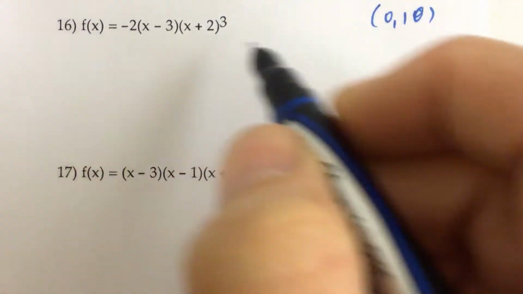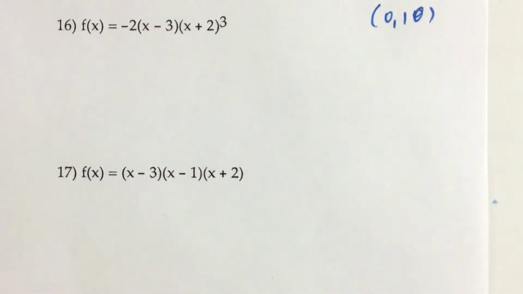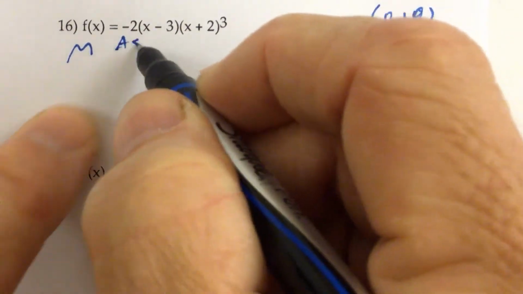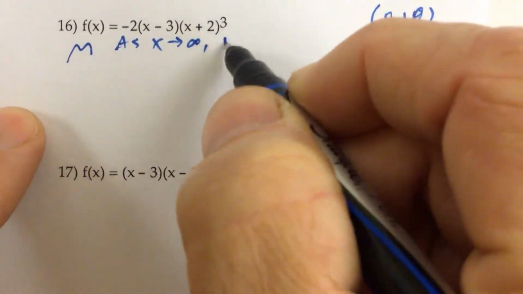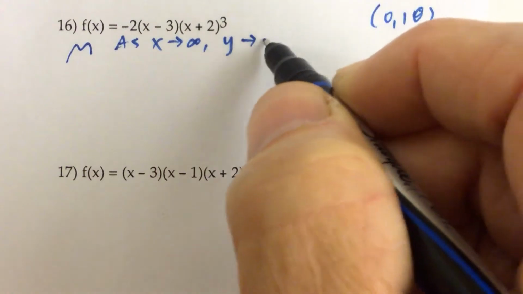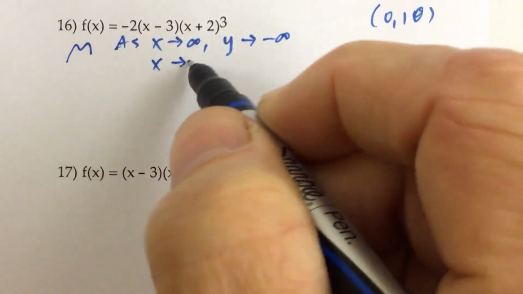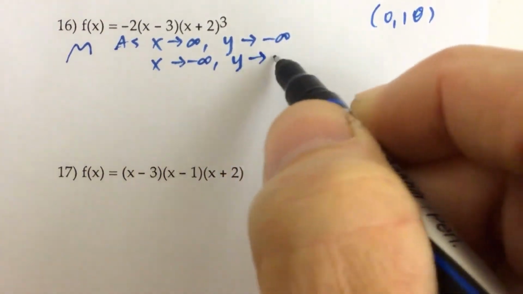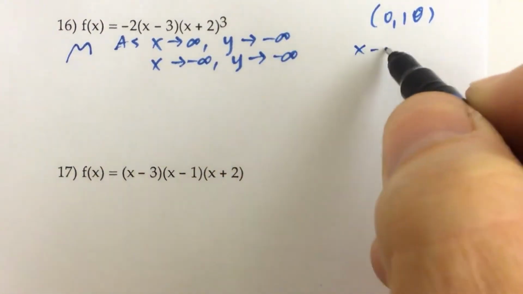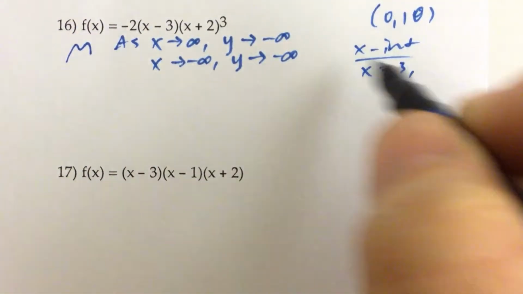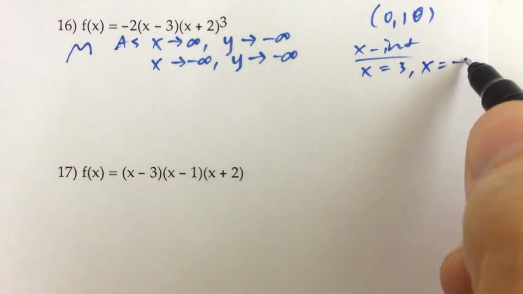Determining end behavior, we talked about number 16. The end behavior would be, it's a fourth degree polynomial. A is negative, so it looks like that. And we would say as x approaches infinity, y approaches negative infinity, meaning as x moves to the right, y goes down. As x moves to the left, y also goes down. And then the x and y intercepts. Well, we said if x minus 3 equals 0, then x equals 3. X plus 2 is 0, x equals negative 2.